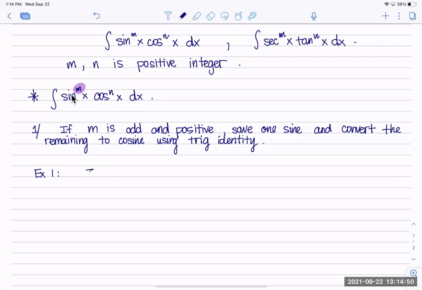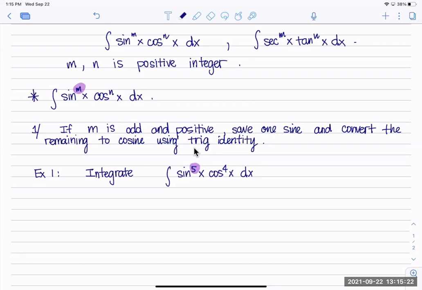Let's integrate sine to the power 5x times cosine 4x dx. Look at this integral. You can notice that the exponent for the sine function is an odd and positive number, so I'm going to use the first technique: save one sine and convert the remaining to cosine.